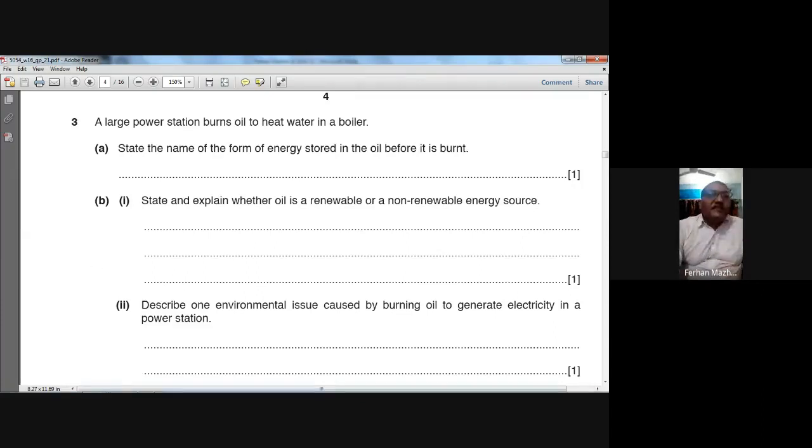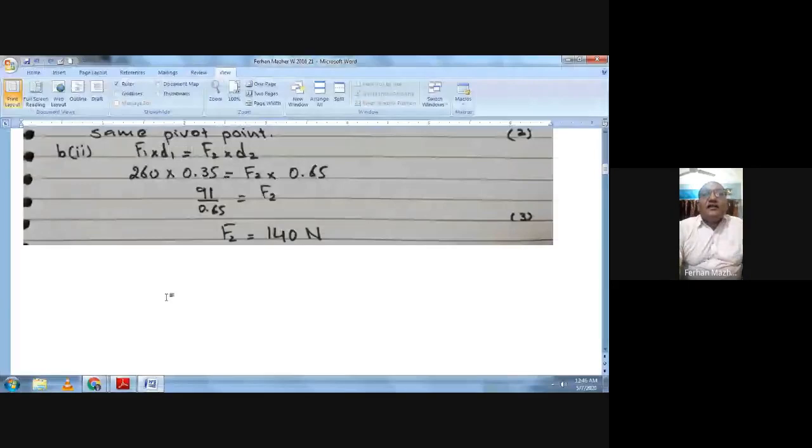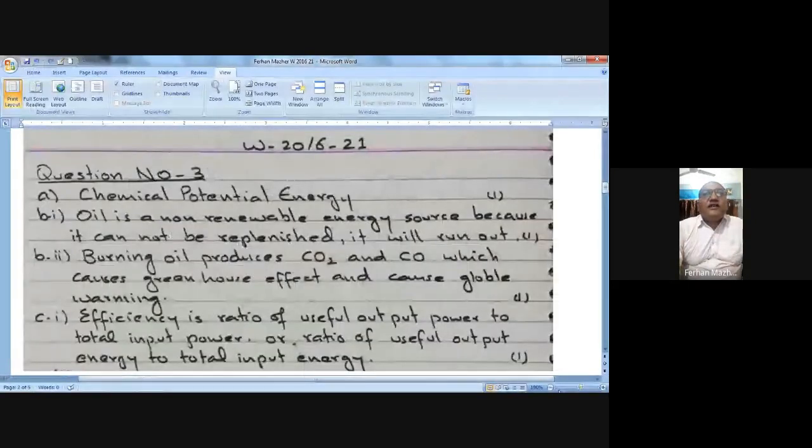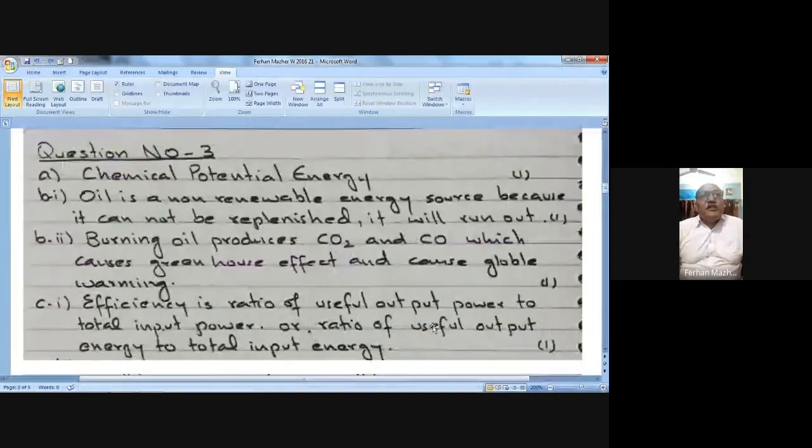So I have written this answer also. Let me show you my working here. On your screen, I hope you can see question number three, A part: chemical potential energy. B, first part: oil is a non-renewable energy source because it cannot be replenished. It will run out.